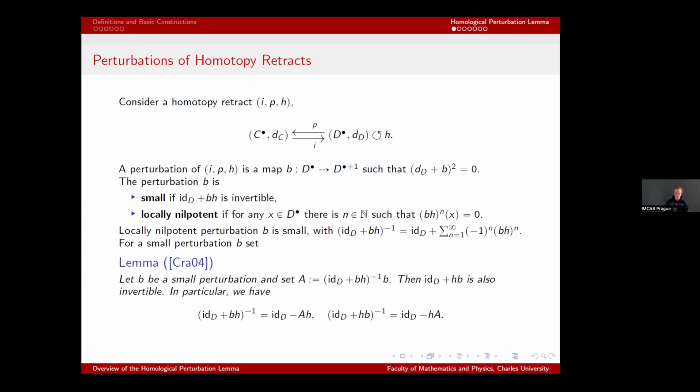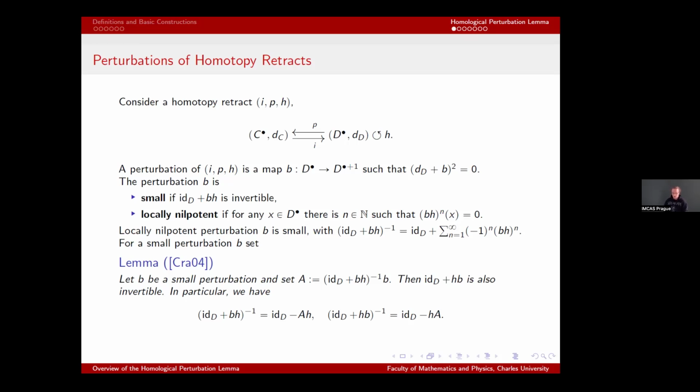Some special cases of perturbations. We will be mostly interested in the case when the perturbation is small, and that means that the identity plus this composition, the homotopy followed by the perturbation, is an invertible map. A perturbation is locally nilpotent if for any x, if I apply this composition enough times, I get zero. So locally nilpotent perturbations are special cases of small perturbations.